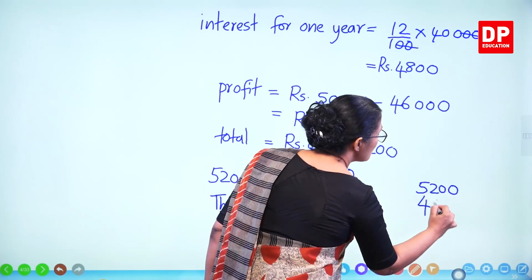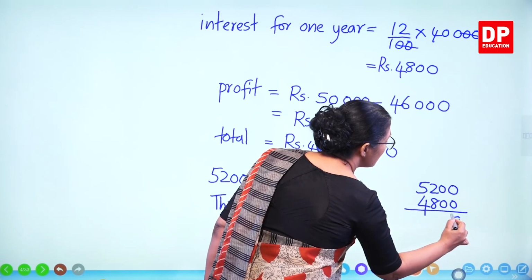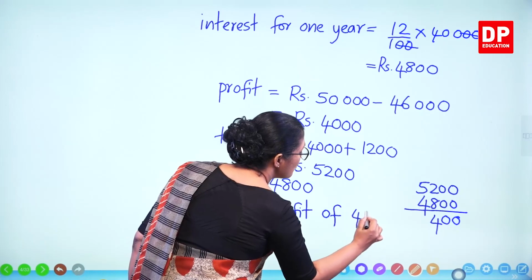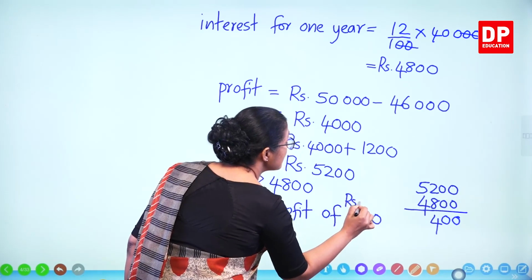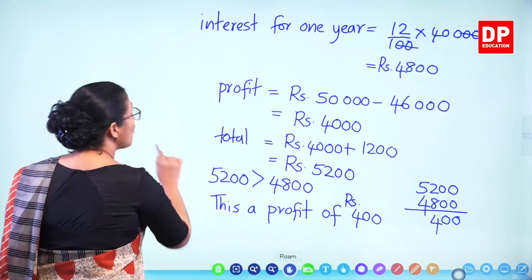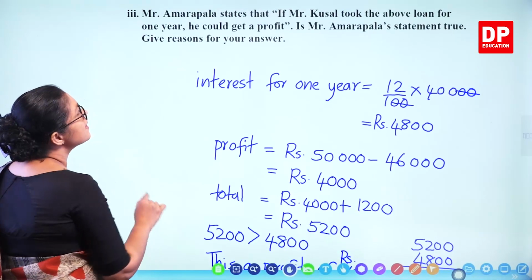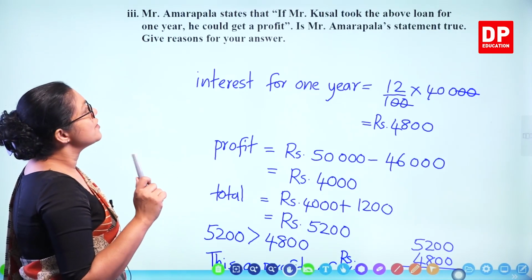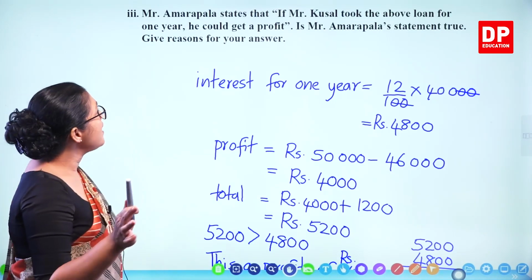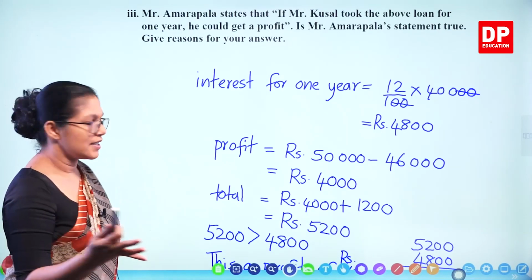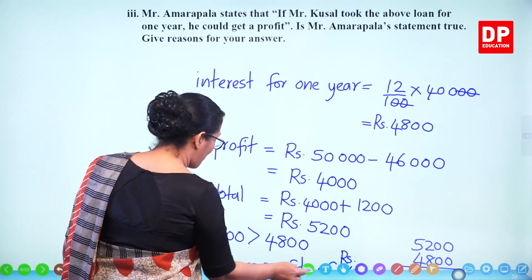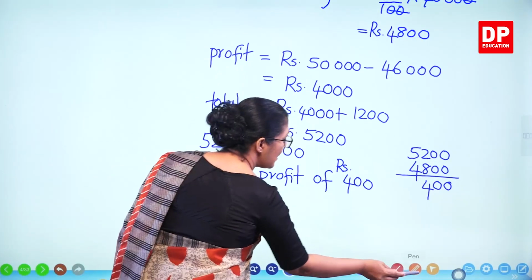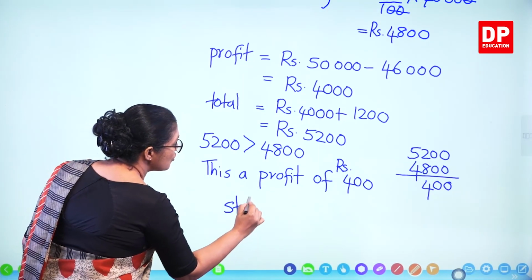Of what? The difference actually. 5,200 minus 4,800. What's the difference? 400 rupees profit actually he is getting. So what's the statement of Mr. Amarapala? The statement is true because he says if Mr. Kusal took the above loan for 1 year, he could get a profit. So this is a profit. So you can say the statement is true.